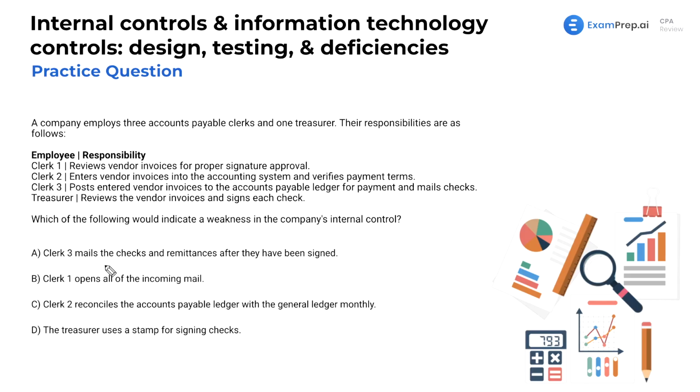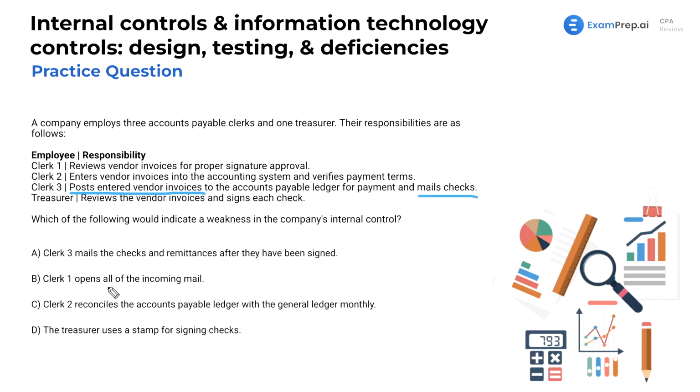Well, clerk 3 mails the checks and remittances after they have been signed. Okay, that could be problematic. Let's talk about that for a second. Well, the responsibilities there are going to be both custody and record keeping. So that's definitely concerning. Posts entered vendor invoices, so this is record keeping, and mails checks, that's custody. So I would say that's very much concerning.